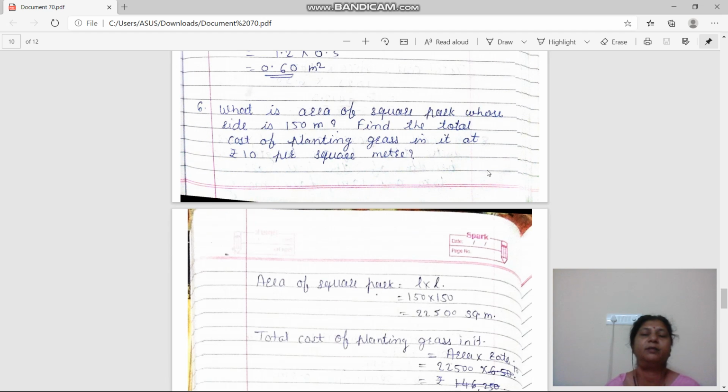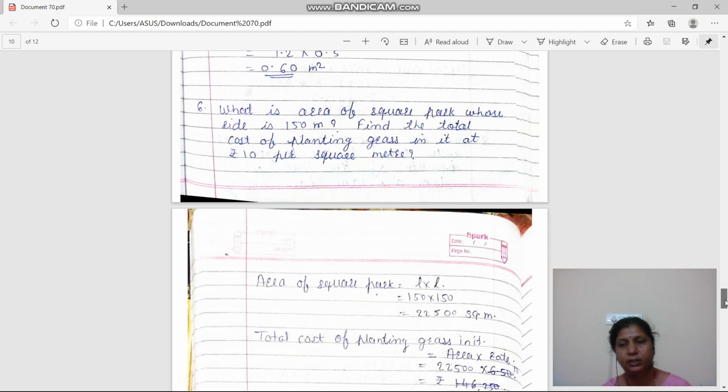What is the area of a square park whose side is 150 meter? Find the total cost of planting grass in it at 10 rupees per meter square. So the area of the park is equal to side into side. What is the side here? 150. So 150 into 150 we get 22,500 square meter. Okay, so this is the area, so we have to calculate the cost now.